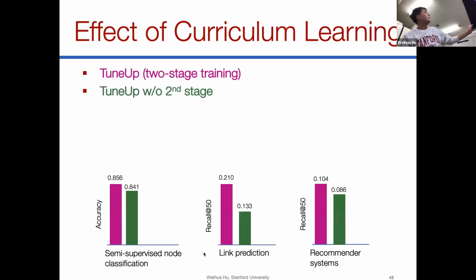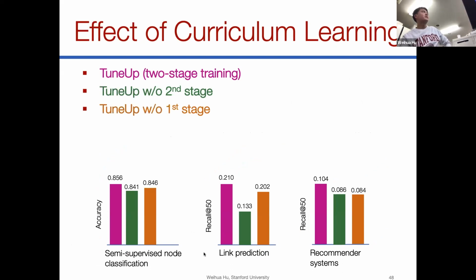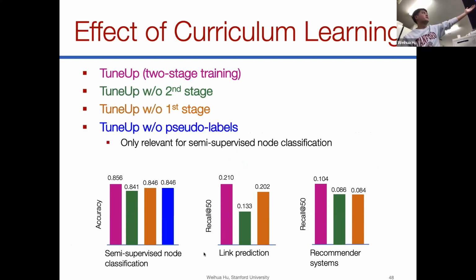And we also did this ablation study where tune-up has a two-stage training. What if we remove the second stage? What if we remove the first stage? What if we remove the pseudo label? We kind of show that each of the components is necessary for our method to achieve the maximum performance.